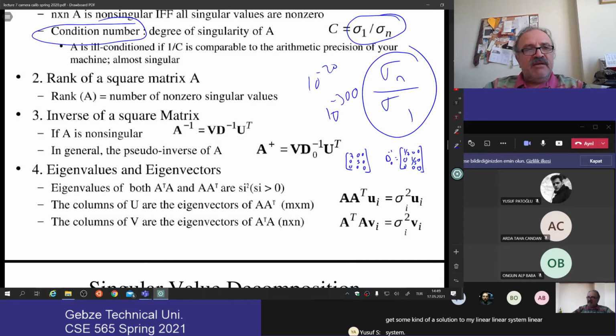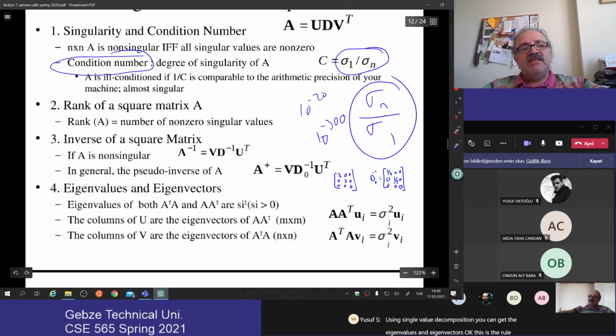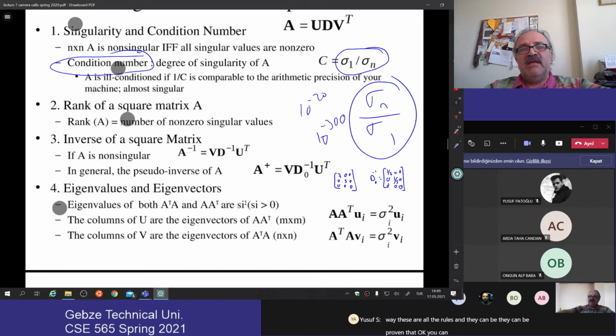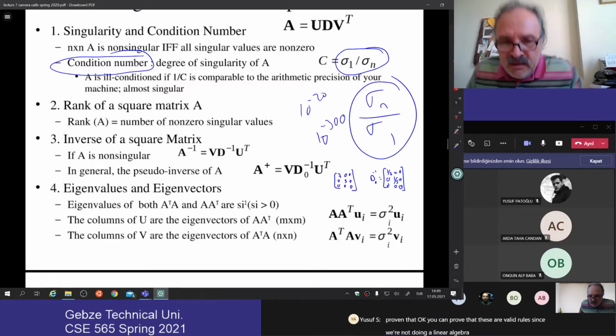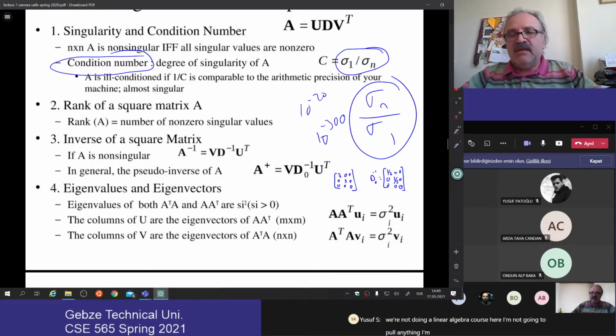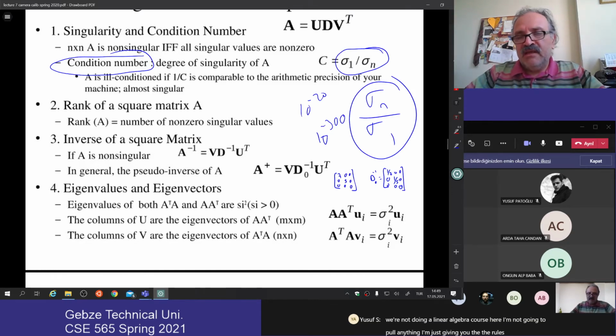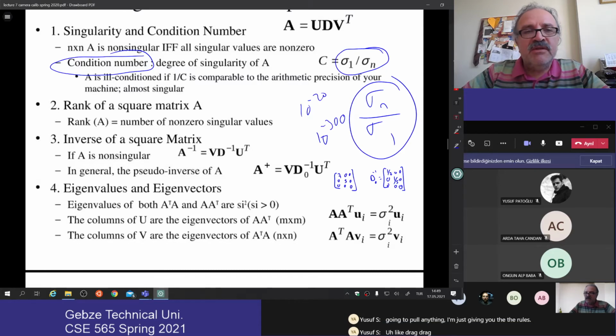And remember, this is the third useful thing: remember our eigenvalues and eigenvectors. Using singular value decomposition, you can get the eigenvalues and eigenvectors. This is the rule. By the way, these are all rules, and you can prove that they are valid. Since we are not doing a linear algebra course here, I'm not going to prove anything. I'm just giving you the rules, like drug capsules, and you are supposed to swallow them. If you'd like to see the proof of these, go back to your linear algebra.